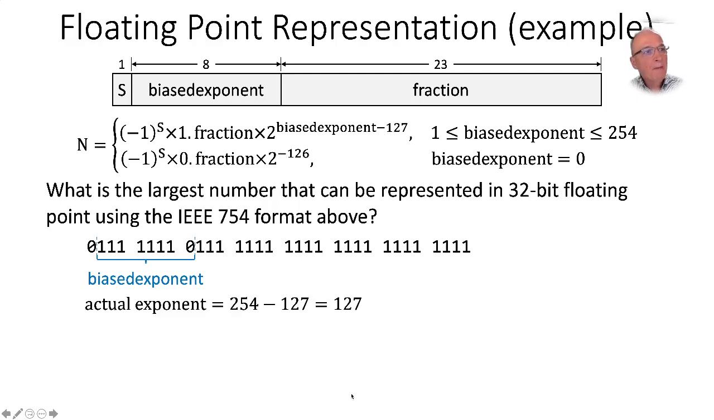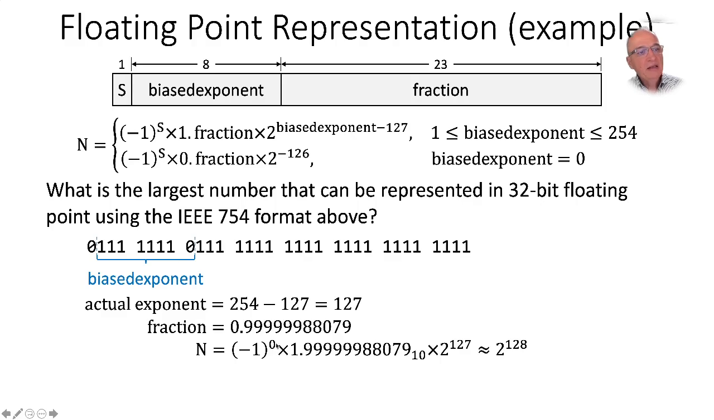And now that I have the actual exponent and I have the fraction, I can do my computation. This is a positive number because I have the sign equals 0, times 1.9999 times 2 to the 127, which is approximately 2 to the 128. This is the largest number that I can represent in this representation.